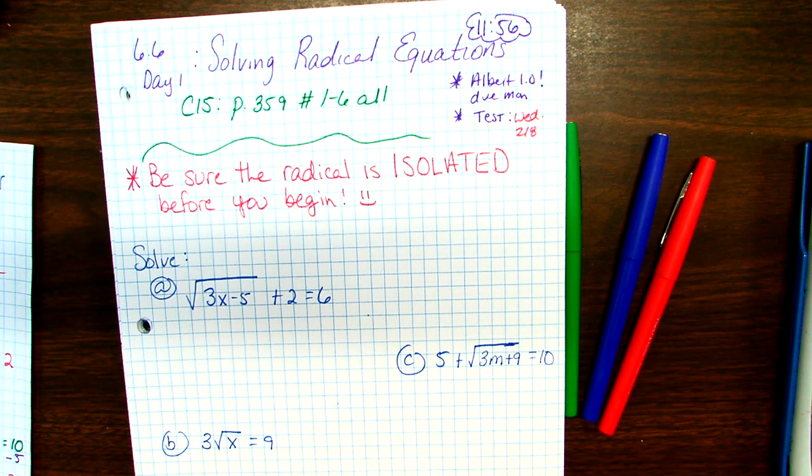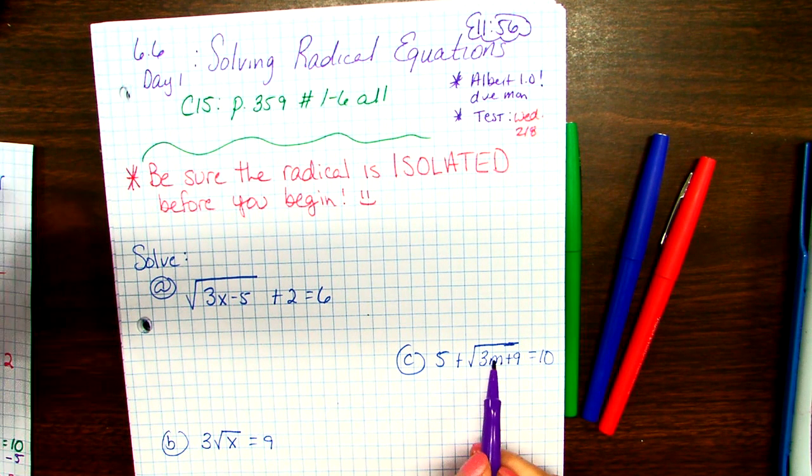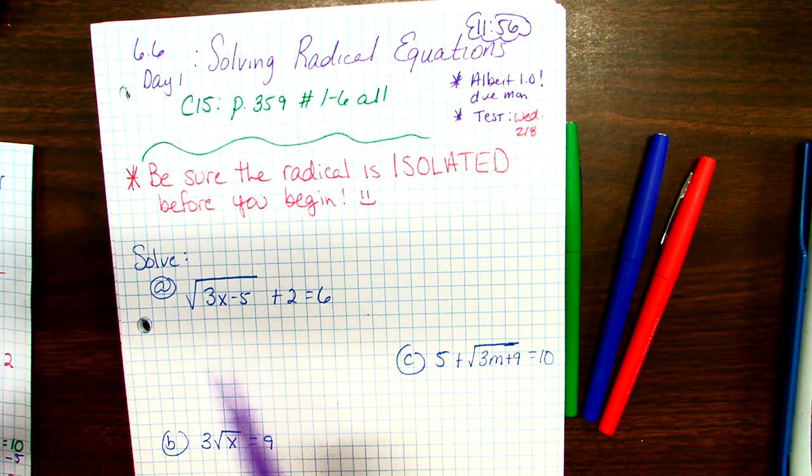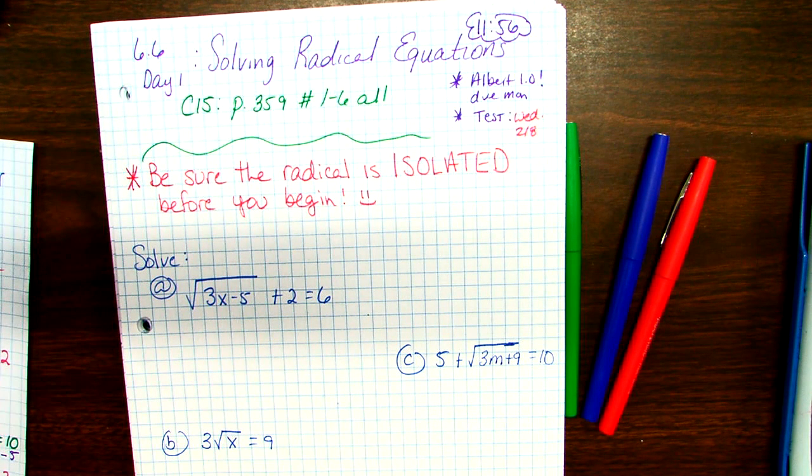Okay. So here's what we're doing. We're solving for x. The problem with these problems, or solving for a variable, whatever the variable is, the problem with these problems is that the variable is trapped under the radical. So we have to get it out, okay? And it's just following all the normal equation solving.